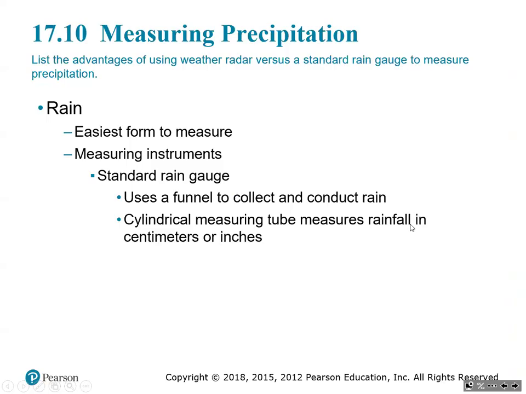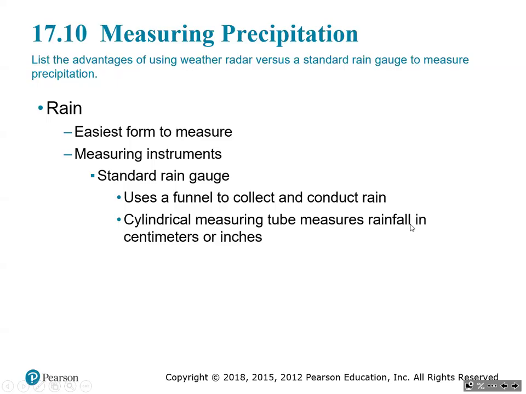Now, if you want to understand precipitation and what's going on with precipitation, you need to measure it. The easiest form of precipitation to measure, and the most common form of precipitation, is rain. The simplest way to do this, you put out a tube and you measure how much water fills up in the tube.